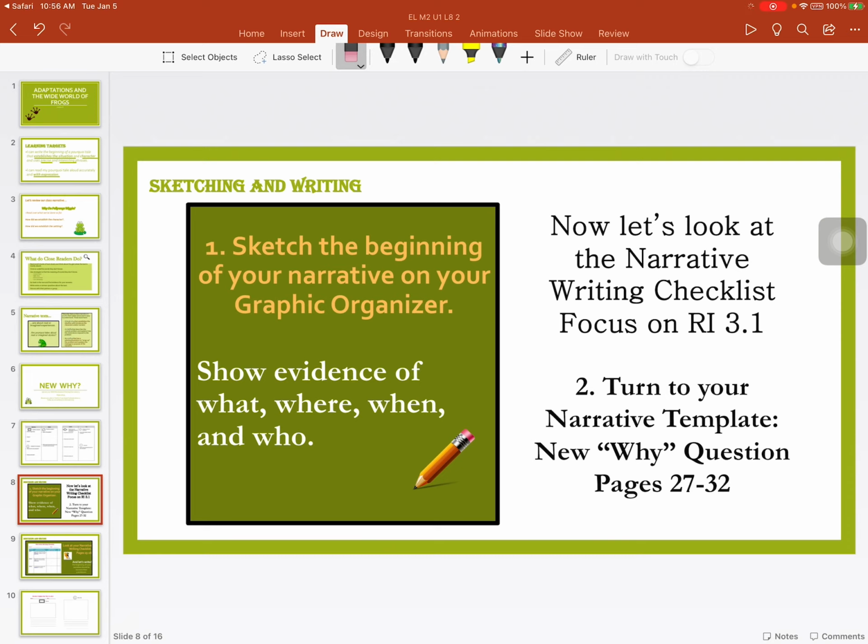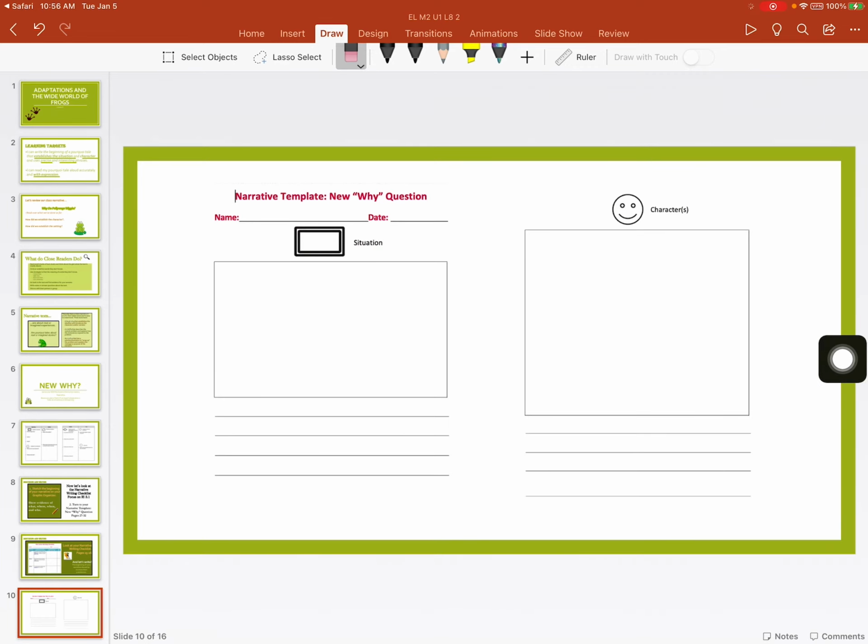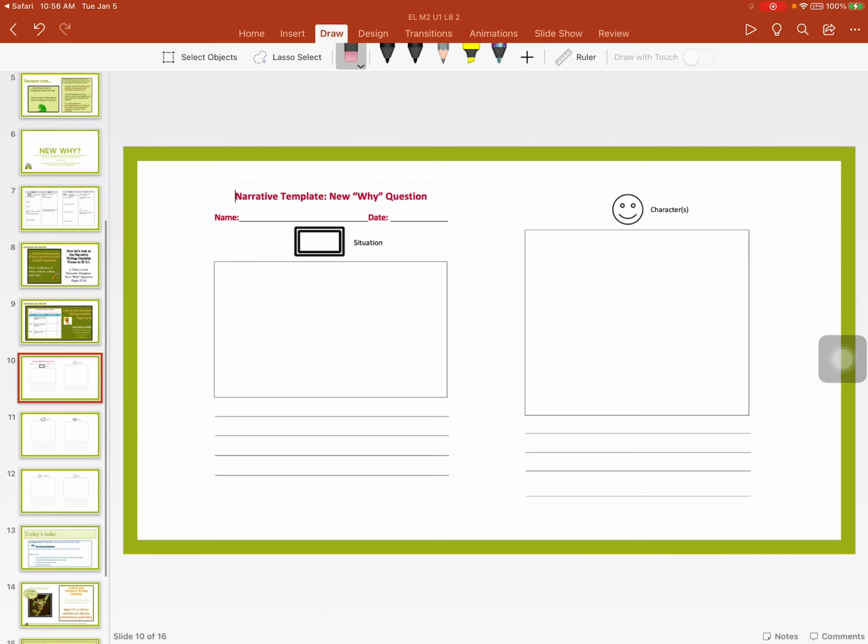Now you're going to look at the narrative writing checklist, and we're going to focus on RI 3.1. We're going to look at this one: I use some information from what I have read to create the character, setting, or events in the story. That's our focus when you're filling this out. Now, I know there's multiple pages, but you're only going to focus today on the situation and the character.